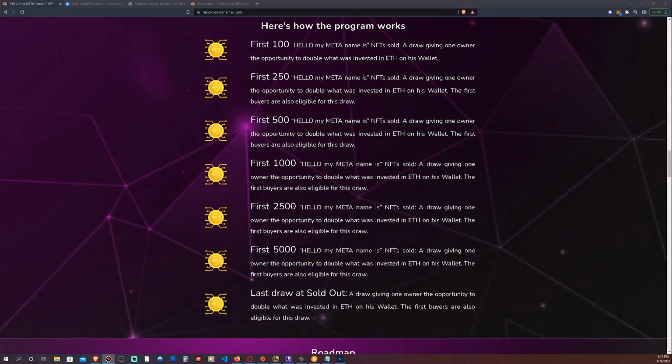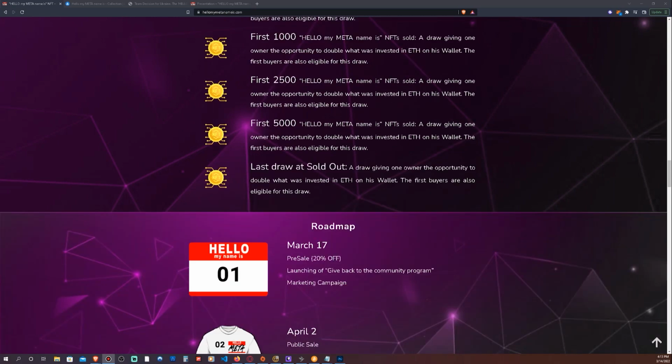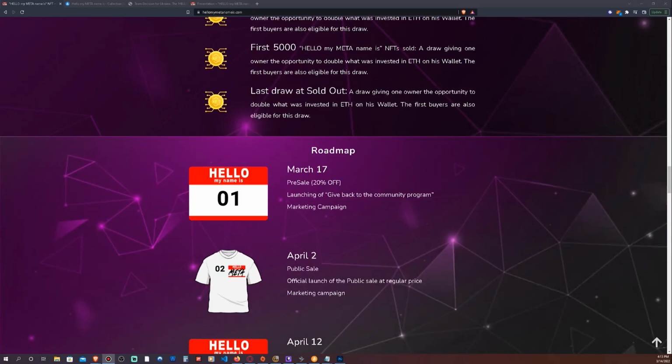So when they get to 100, they're going to do a draw. When they reach 250, they're going to do a draw. And when they get to 500, they're going to do a draw. So that's pretty unique. You haven't seen a lot of NFT projects doing it that way. The last draw is when it sells out. Once they sell out, they're going to do another draw, giving one owner the opportunity to double what he invested. All right, so you've got at least 7 chances, guys, to win, at 1 out of 100 chances. So you guys have a good chance to win.